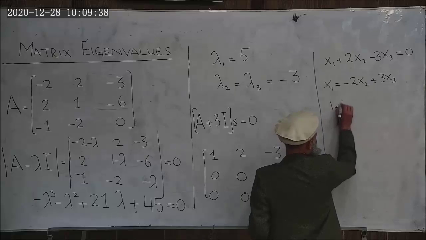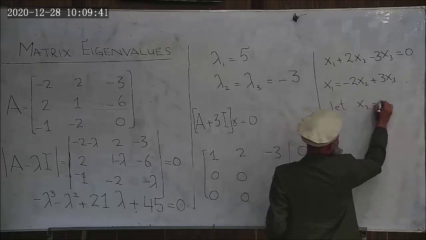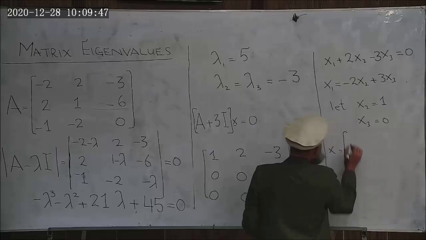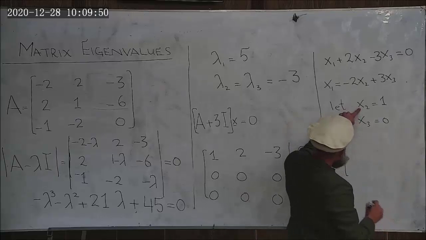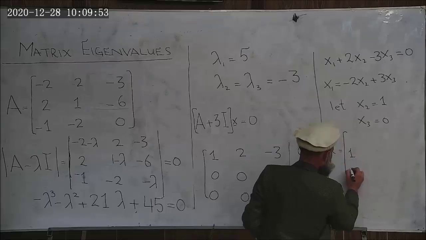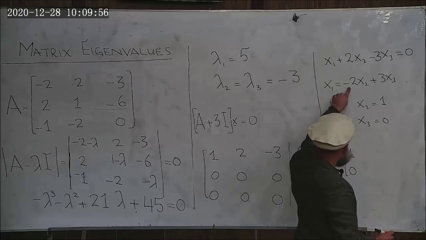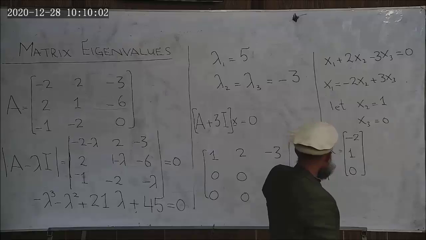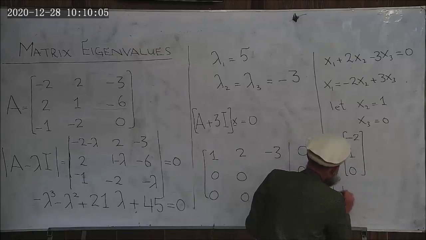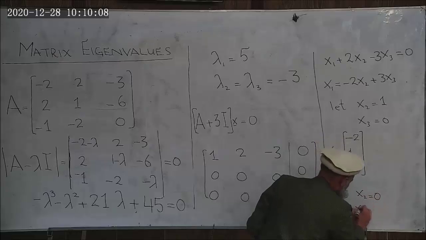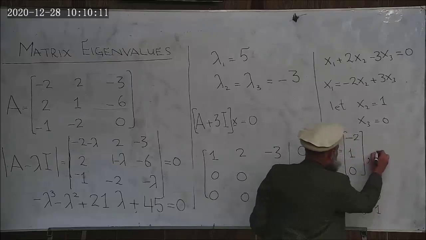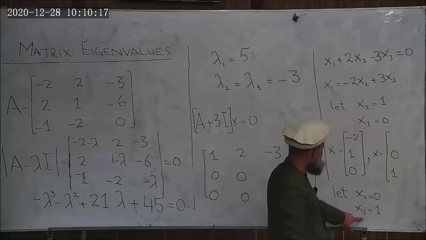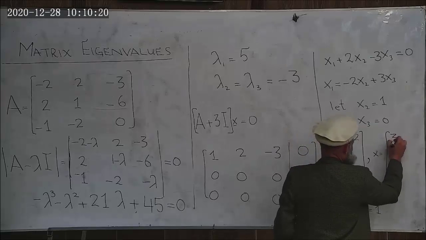Let's take, for example, x2 equal to 1 and x3 equal to 0. Then the solution vector is given by x2 equal to 1, x3 equal to 0, and therefore x1 is equal to minus 2. Similarly, if you take x2 equal to 0 and x3 equal to 1, that will generate this solution, and then x1 equal to 3.